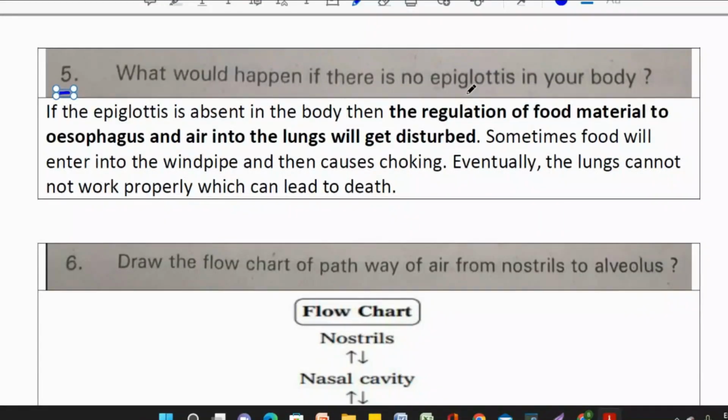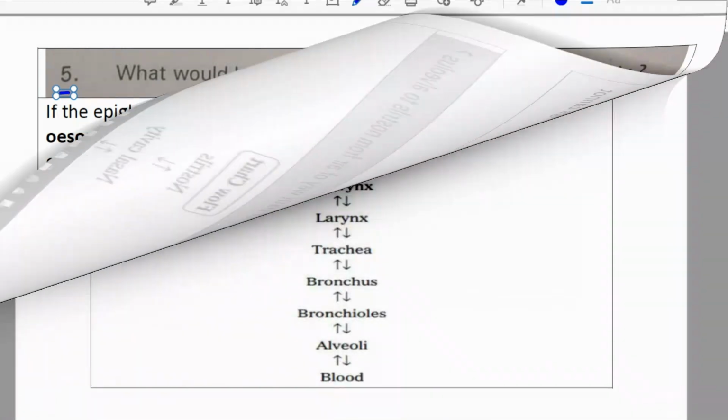What would happen if there is no epiglottis in your body? If the epiglottis is absent in the body, then the regulation of food materials to the esophagus and air into the lungs will get disturbed. Sometimes food enters into the windpipe and then causes choking. Eventually, the lungs cannot work properly, which can lead to death.